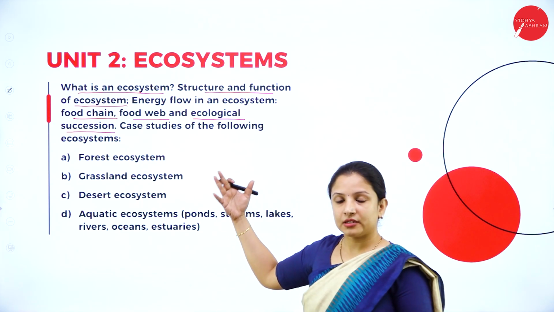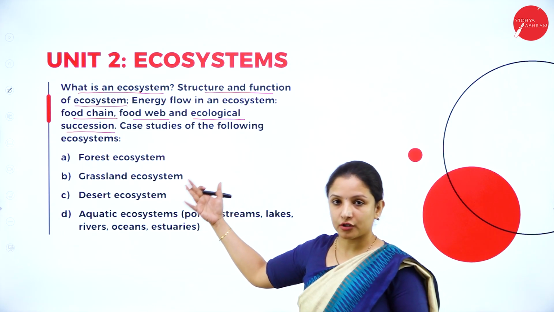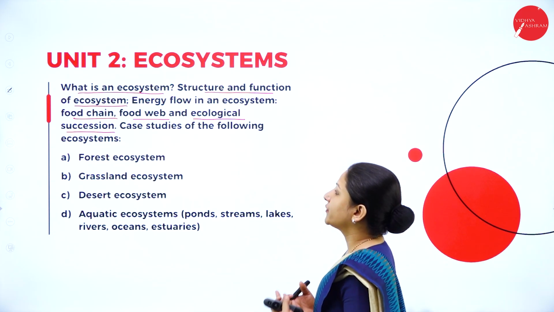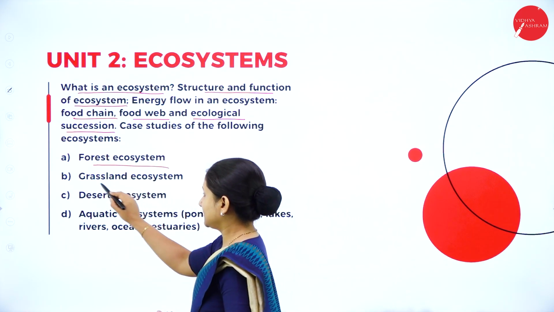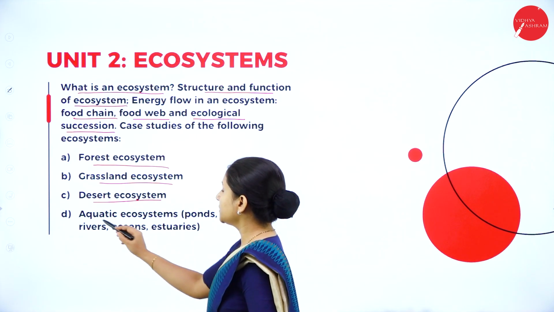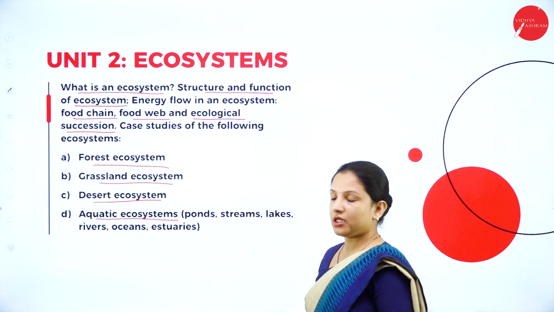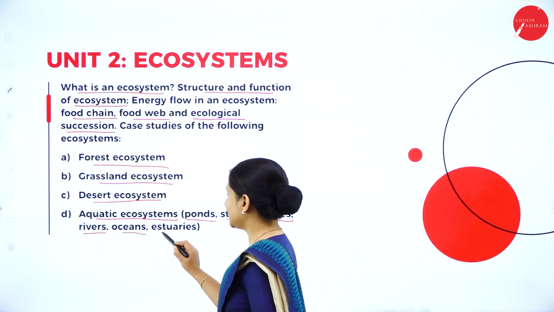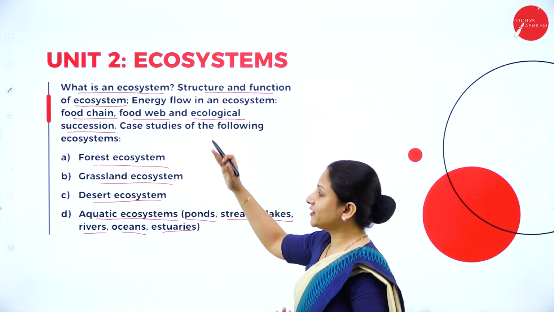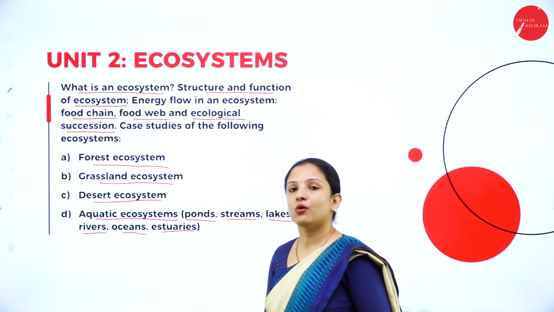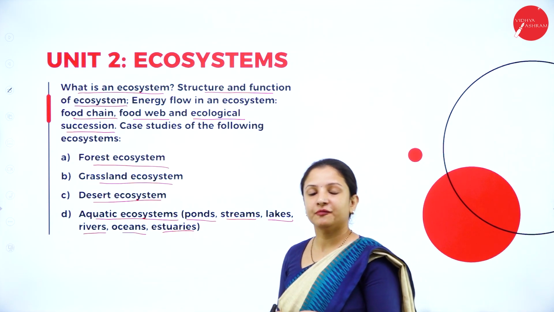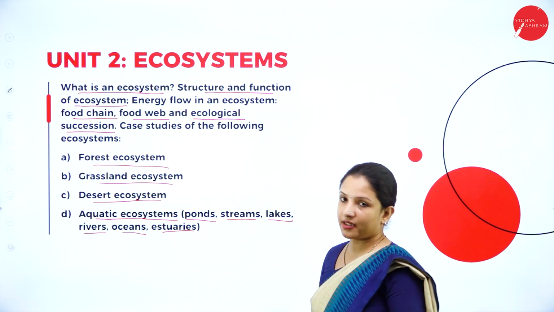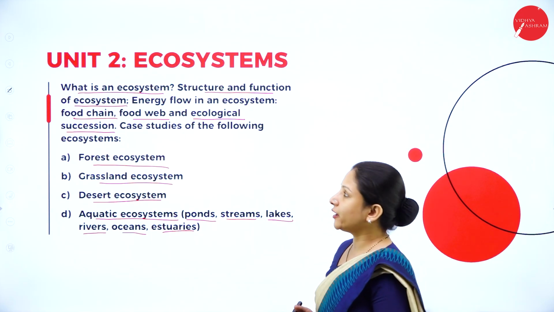The details of all this are covered in the concept classes, wherein you can look at the videos. Also we need to study about the forest ecosystem, the grassland ecosystem, the desert ecosystem, and the aquatic ecosystem, wherein we need to study about the ponds, streams, lakes, rivers, oceans, estuaries, etc. Because each of these different ecosystems has its own species of plants and animals, or flora and fauna, growing on it. So all that we need to study under these different types of ecosystems.